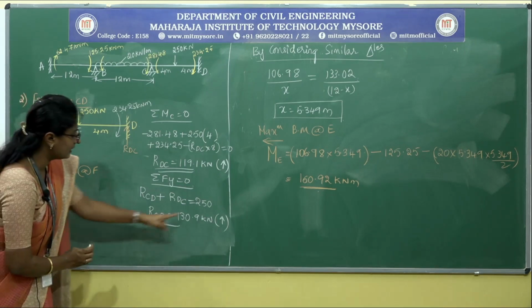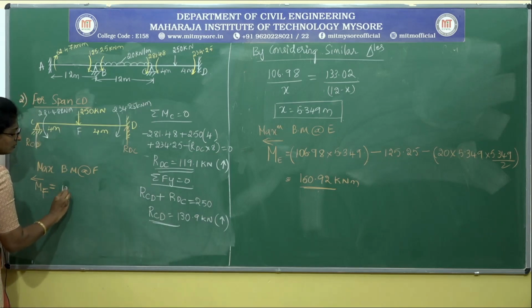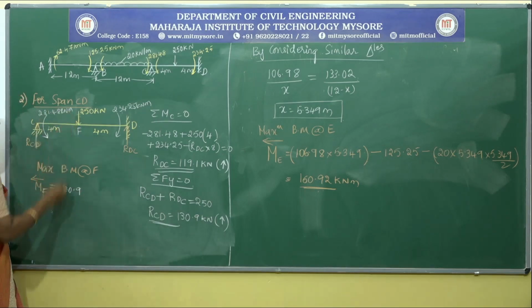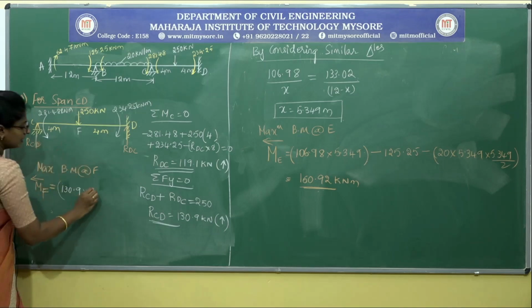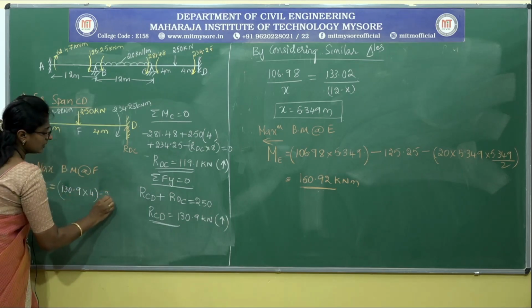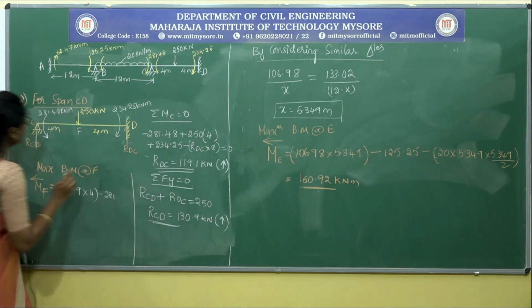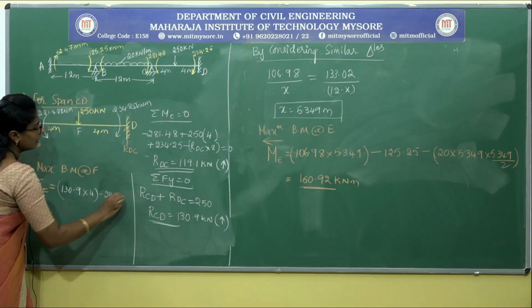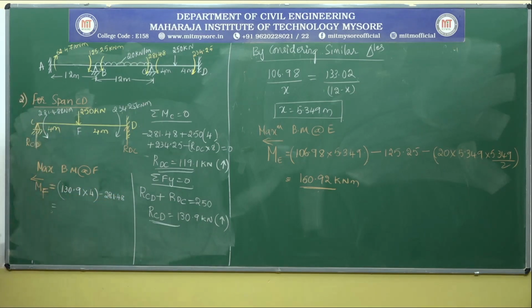RCD. We know that we can directly take the value. RCD is 130.9, it is acting in the clockwise direction, multiplied by the perpendicular distance, it is 4 meter. Then this moment is acting in the anti-clockwise direction. I take it as minus 281.48 kilonewton meter. So thereby the maximum moment at F is given by 242.1 kilonewton meter. So this is the maximum moment at F.